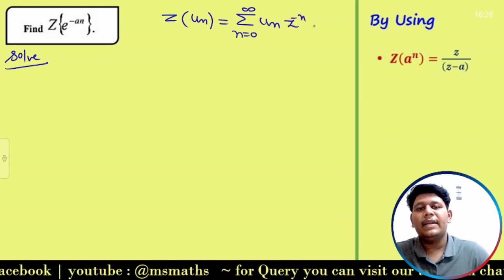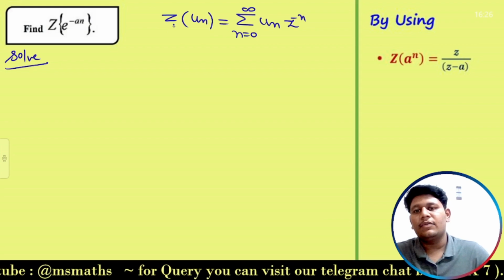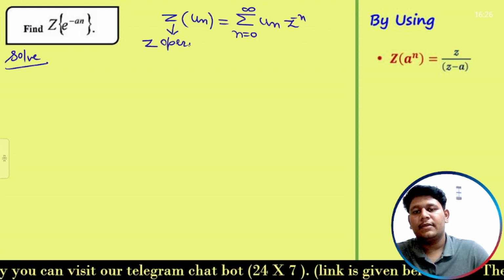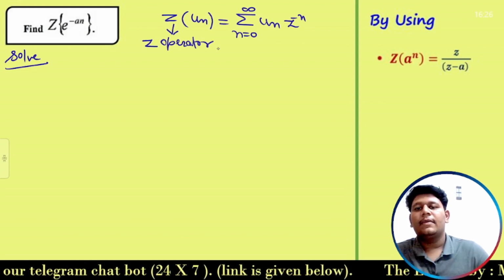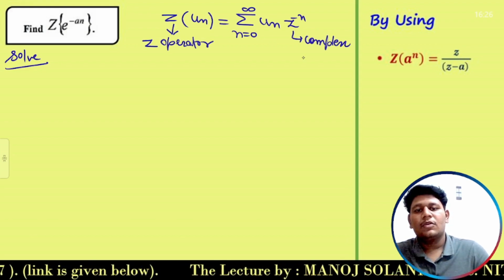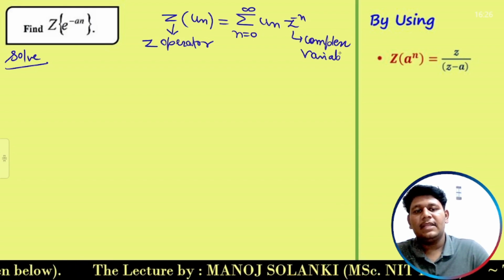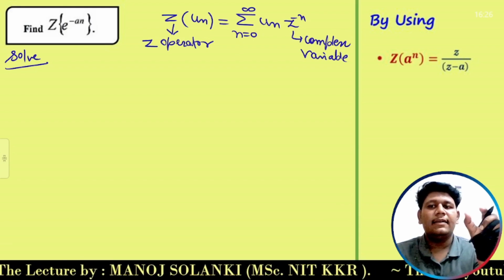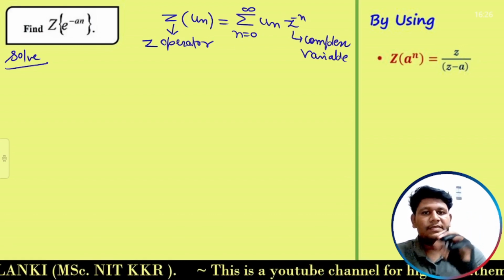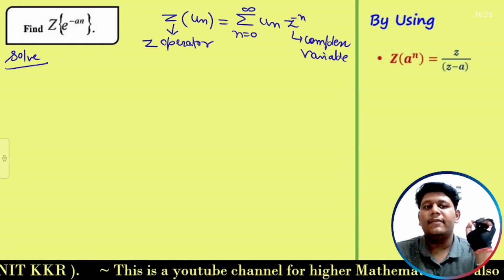This z is an operator, and this z is a complex variable. Please note that, and please take care when writing this. So by using this, we have some standard formulas.